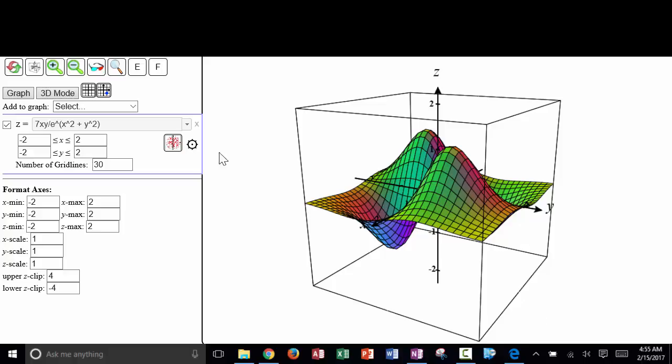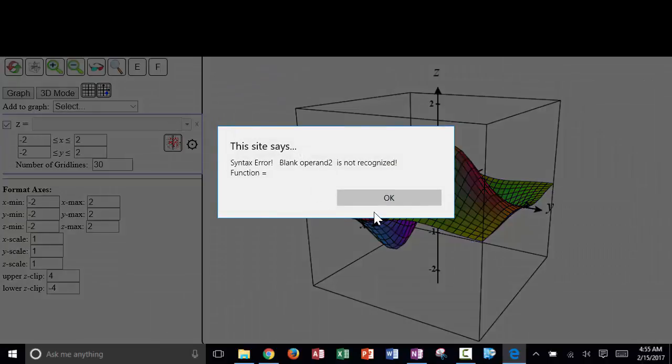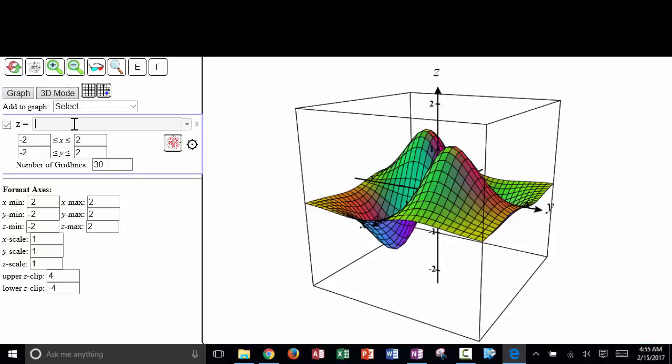Okay. Now, what we're looking at here is a very complicated graph, and it's coming from this equation right here. That's their default. So what we're going to do is get rid of that. Whoops, it didn't like that syntax error. It doesn't like that I had a blank something in there. All right, here we go. So we got rid of it.